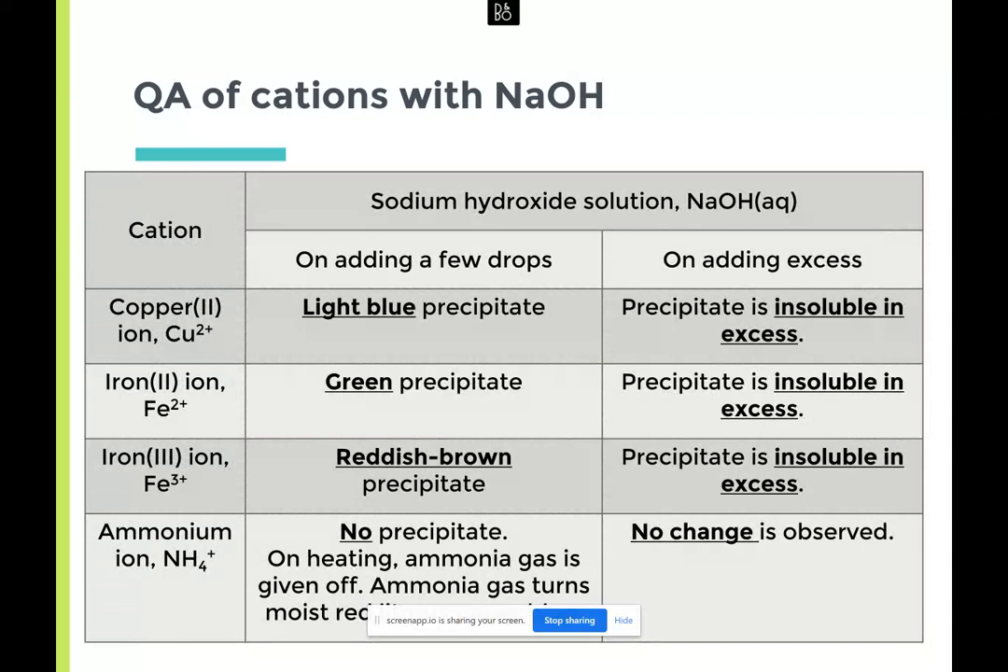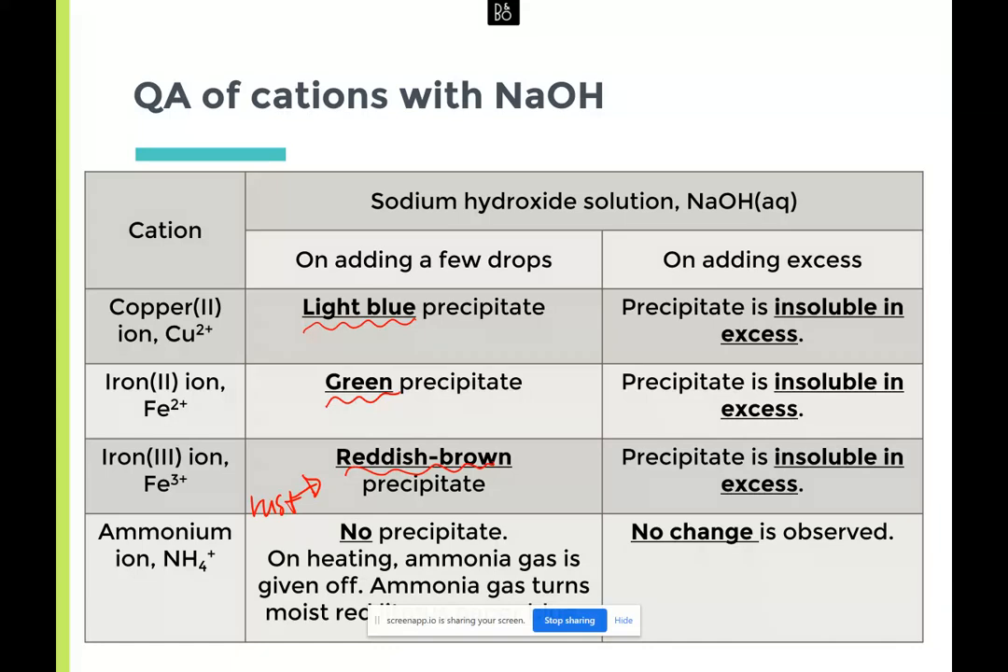Next, let's take a look at the colored precipitates. So you have copper 2. Copper 2 forms a light blue precipitate, like remember our copper 2 sulfate crystals, they are also blue in color. Next, you have a green precipitate for iron 2, and reddish brown for iron 3. You can think of it being like rust. Remember, rust is iron 3 oxide. Here is iron 3 hydroxide, so they have similar properties. Both are reddish brown.